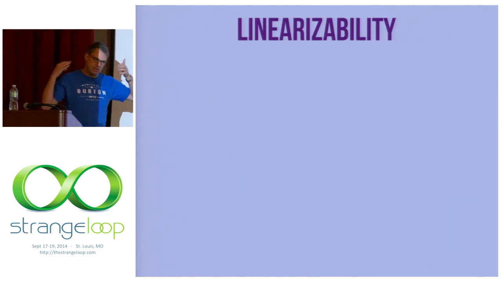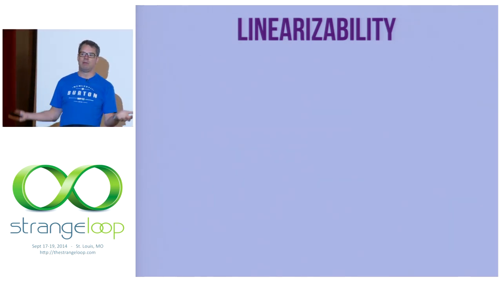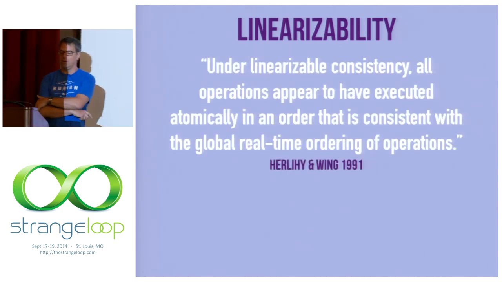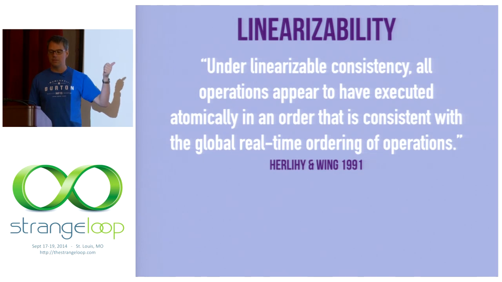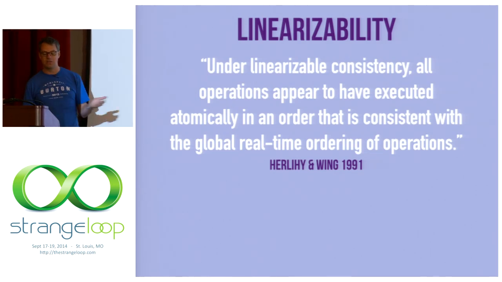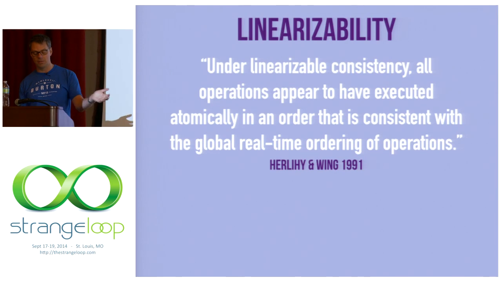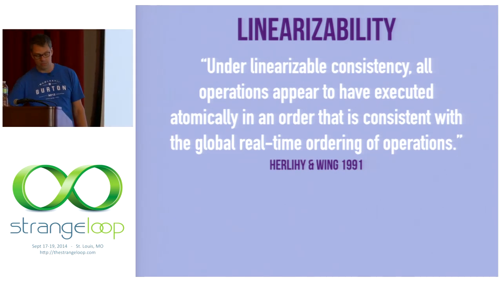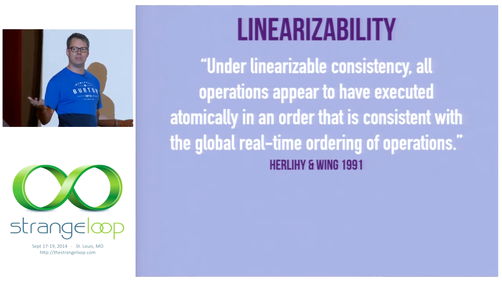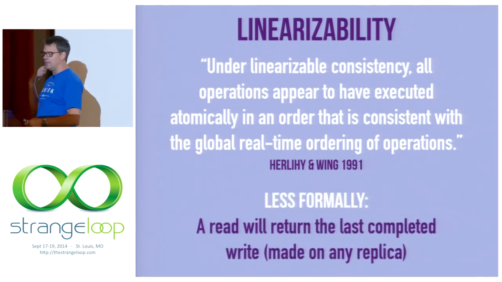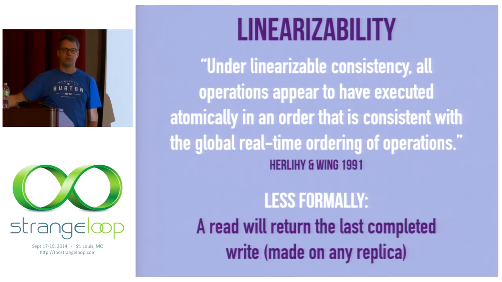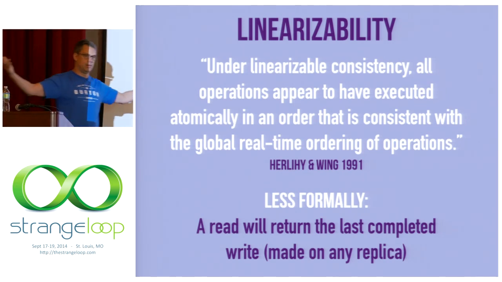So since it proves that linearizability is impossible, what is it? What does that mean? It was defined by Herlihy and Wing in 1991 as: under linearizable consistency, all operations appear to have executed atomically in an order that is consistent with the global real-time ordering of operations. And that's a mouthful. What does it really mean? If we try to distill the essence, less formally, it means that a read will return the last completed write, wherever in the distributed system it happened, on any replica.